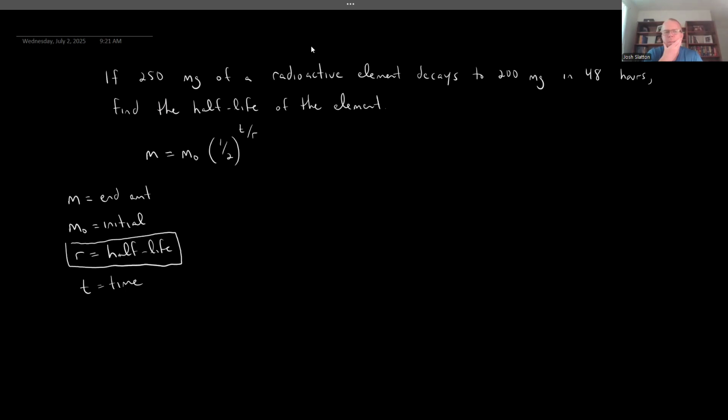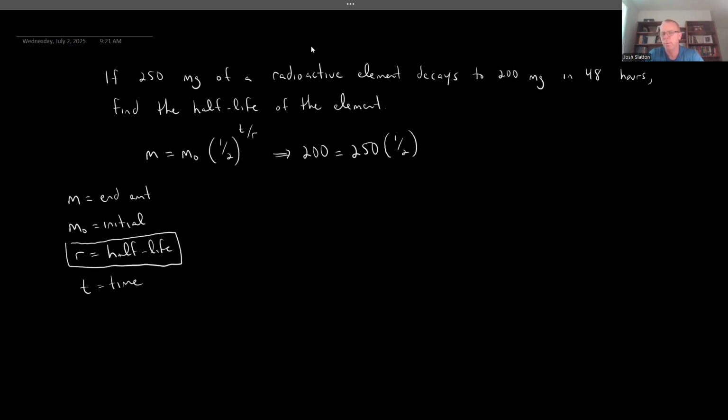Well, if we have a decaying element with a half-life, we're going to start with a bigger amount and then go down to a smaller amount. It's decaying, so the amount is getting smaller as we go. That tells us that M would be 200. So we're going to set up this equation. We'll have 200 equals 250, the initial amount, times 1/2 to the power of T over R, which is what we're looking for. T is however long this has been decaying, in hours in this case.